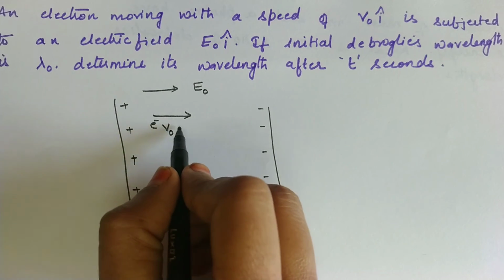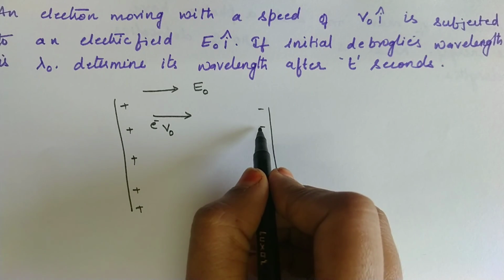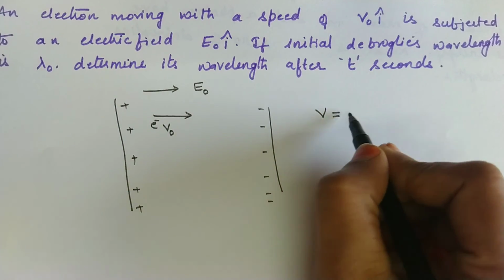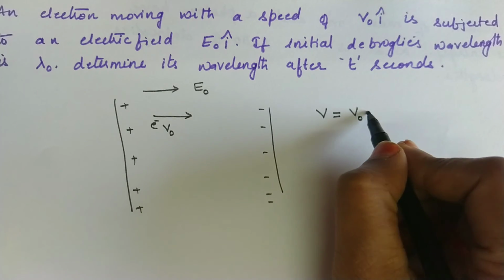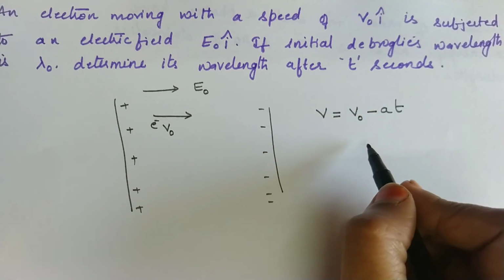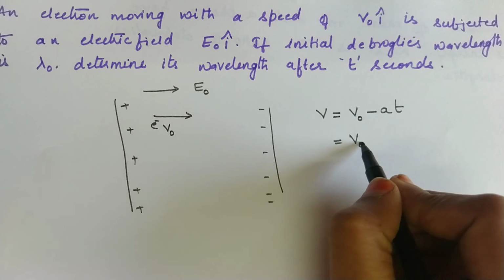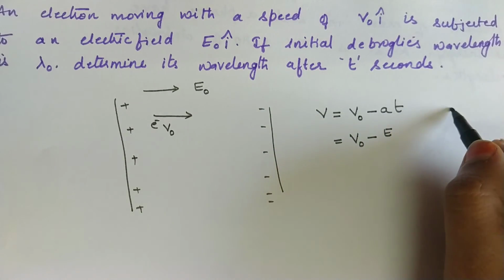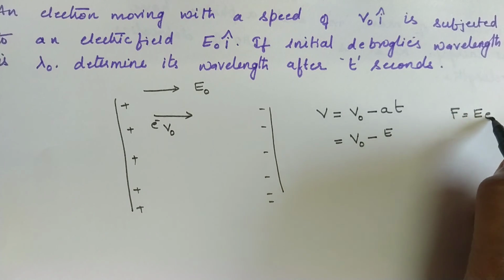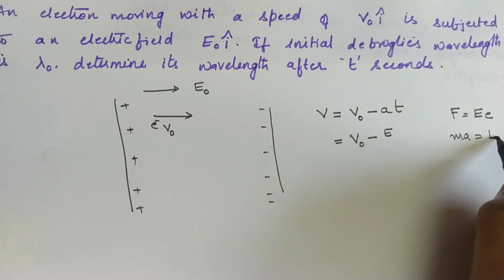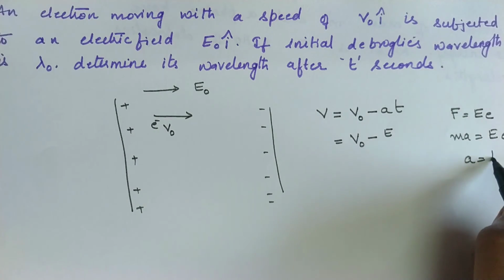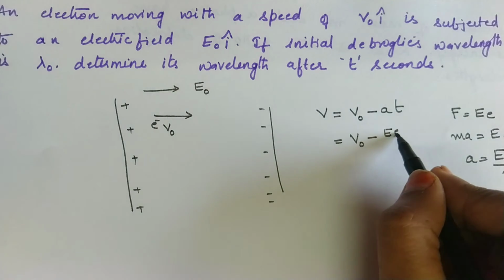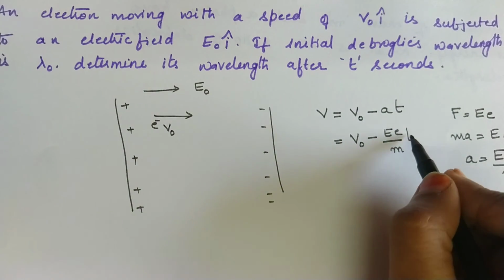We know when an electron is moving towards a negatively charged plate, its speed will decrease. So after t seconds, I can write its velocity as initial speed v0 minus at, because it is decelerating. And this is the acceleration or deceleration produced due to the electric field. We know electrostatic force is E into small e, so ma is equal to capital E into small e. What is the acceleration? Capital E into small e by m. So in place of a, I am writing capital E into small e by m into t.